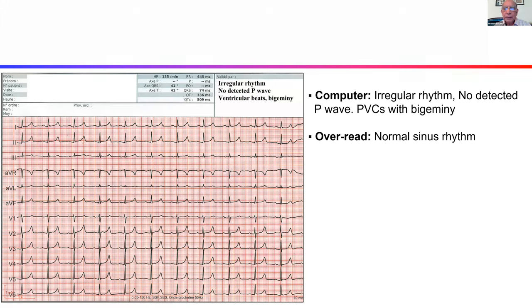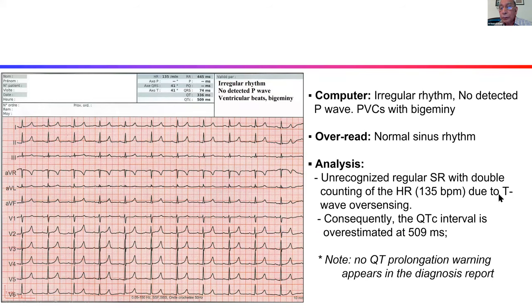So our analysis over here is, this is an unrecognized regular sinus rhythm with double counting of the heart rate due to T wave oversensing. What happened is, it also senses the heightened T wave, and the heart rate becomes double. And that's why, considering the QTc interval, there is also oversensing, 509. So note over here, no QT prolongation warning appears in the diagnosis report. Though QT is prolonged, there is no indication that QT is prolonged. So this is computer-based interpreted ECG. But that doesn't mean that every interpretation the computer has generated is totally wrong. No, not yet.